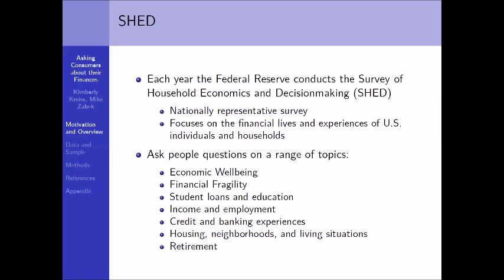We ask them questions on a range of topics from economic well-being, financial fragility. So we get a lot of press coverage for a question where we ask people how they would cover an emergency $400 expense. So you might have seen that, that's us. We ask a lot of other questions about student loans, education, income, banking, housing, retirement.